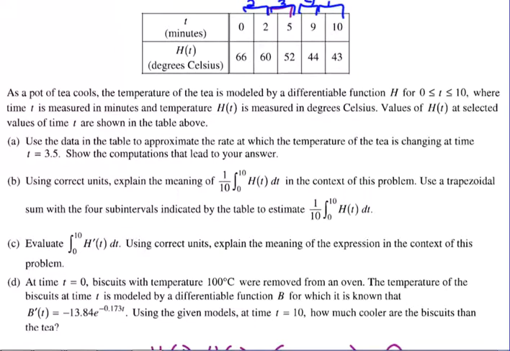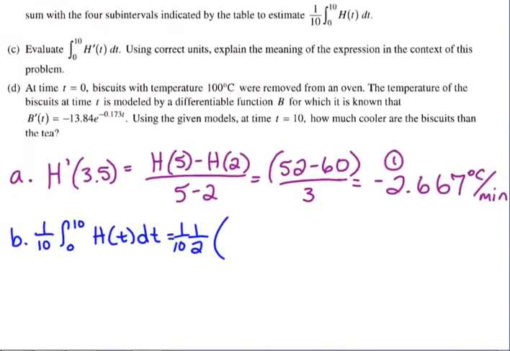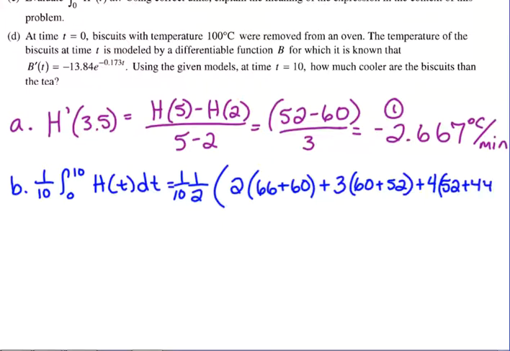And then the temperatures are our bases. So that first one is width 2, and base 1 is 66, base 2 is 60. The second one's width 3, base 1 is 60, base 2 is 52. Width 4, 52 plus 44. And width 1, 44 plus 43.